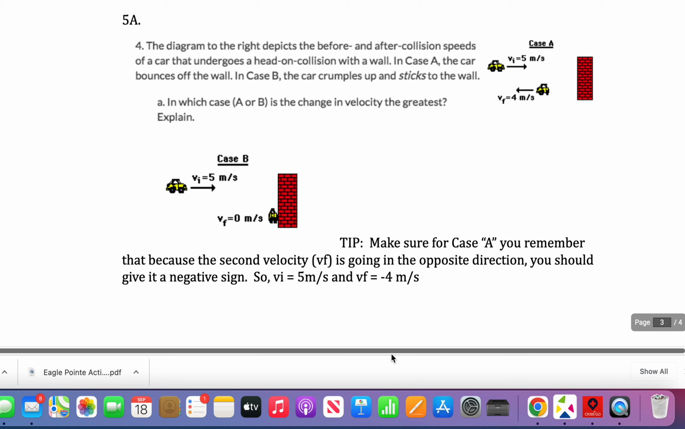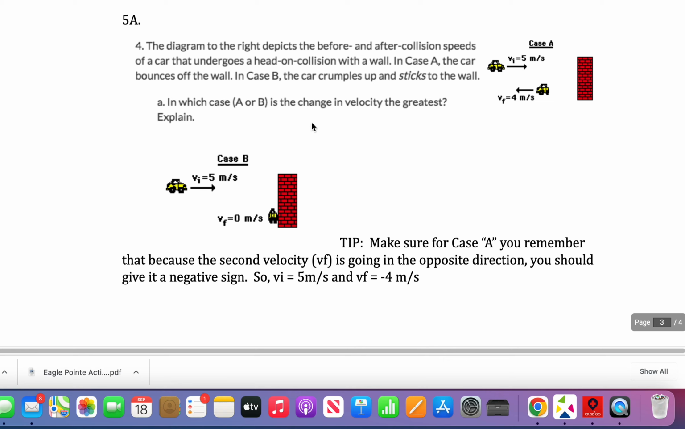Okay, this video is for page 3 of the study guide. In this illustration up here, they have a car going at 5 meters per second. It hits a brick wall and bounces off, and then it's going 4 meters per second in the opposite direction. And then down here, case B, a car going 5 hits the brick wall and crumples up and doesn't move. And so what they want to do is know the change in velocity.